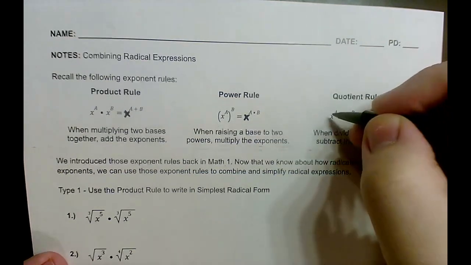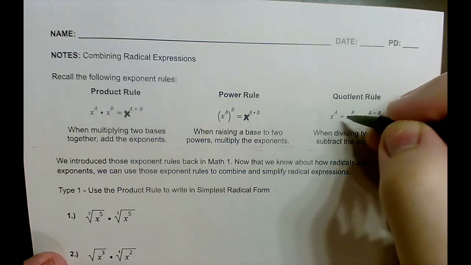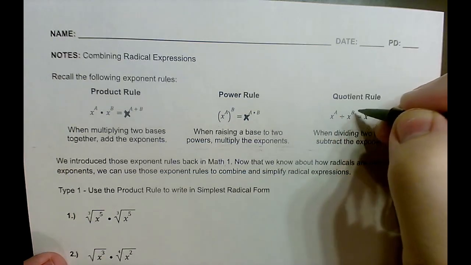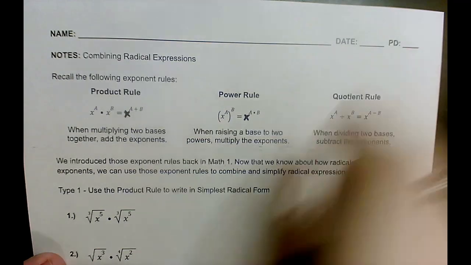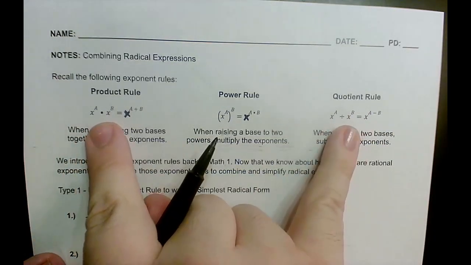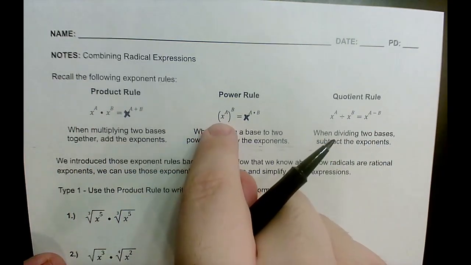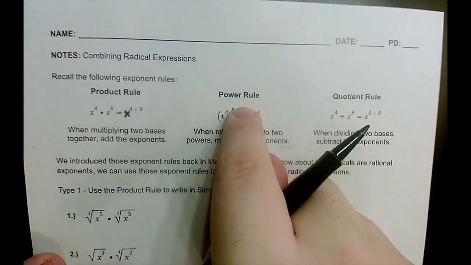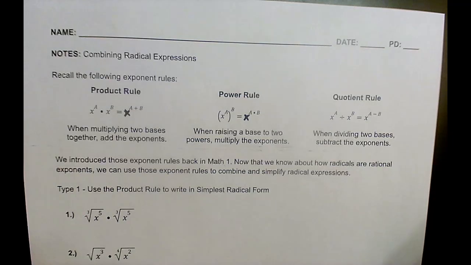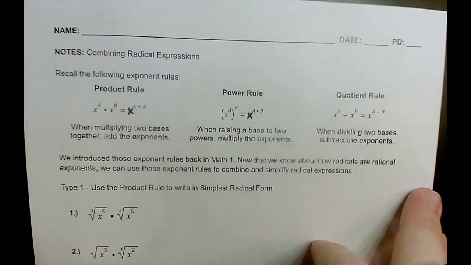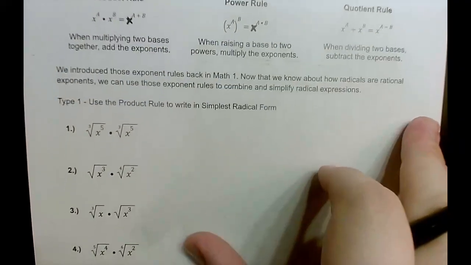So the quotient rule says, what if I'm back to two of the same base and I'm dividing them? x to the a divided by another x to some other power. We'll just subtract the exponents. So these two are pretty easy to differentiate, adding versus subtracting the exponents. How you know you're working with the power rule is if you have just one base with two exponents applied to it. So we introduced those back in Math 1, but now we're going to use them again, now that we know that radicals, square roots, cube roots, etc., are a type of rational exponent, meaning a fraction. So we want to use this to combine and simplify some radical expressions.